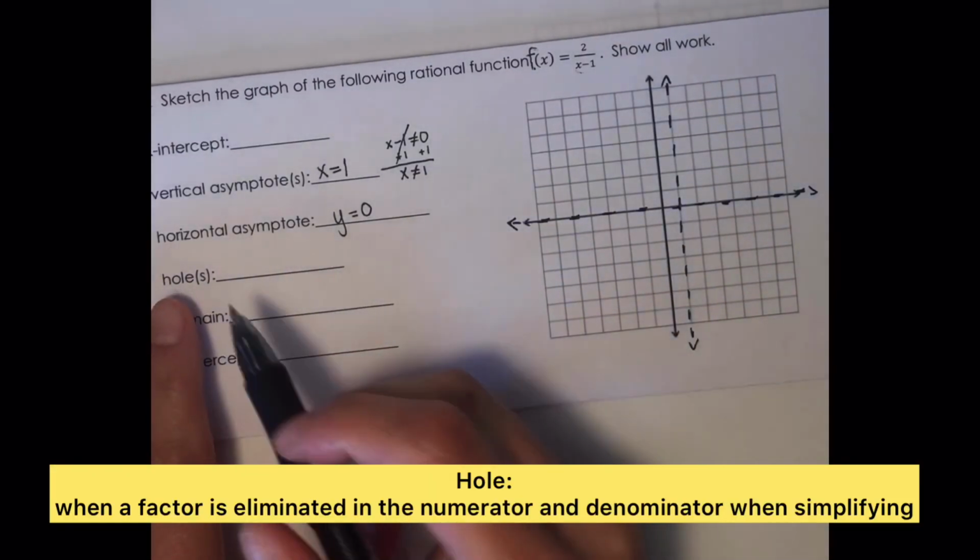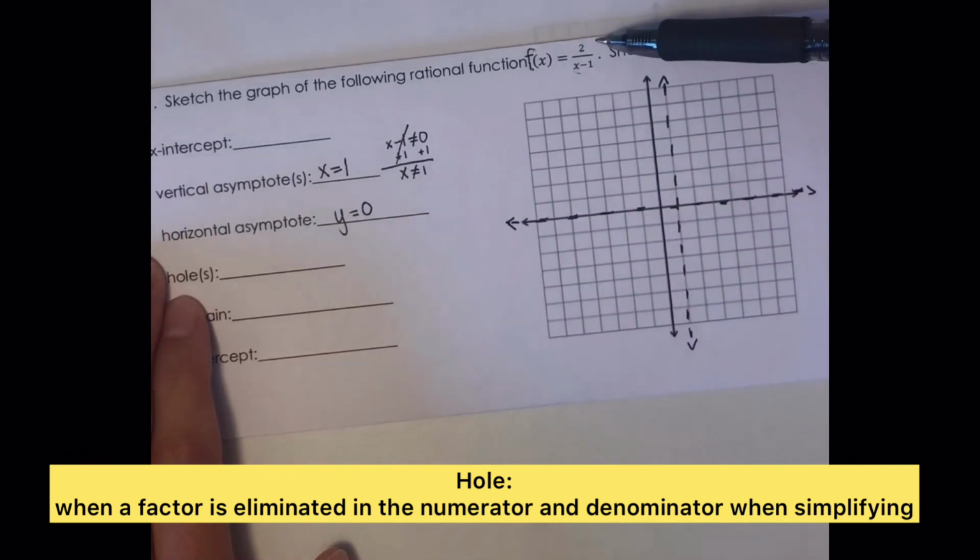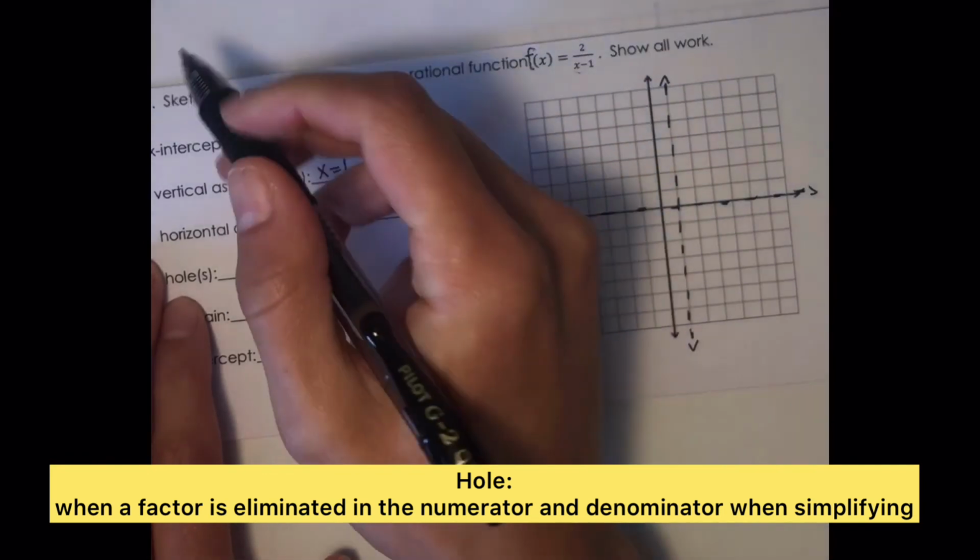All right, a hole only happens when a factor crosses off on the top and bottom, so there are no holes here.